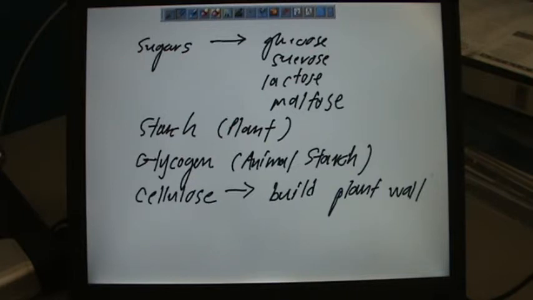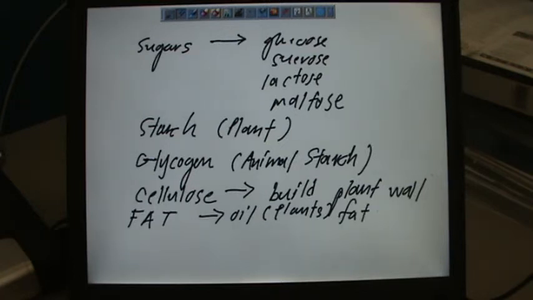So the next thing will be fat. Fat has less oxygen. Fat, there are two types. One is oil. Oil usually comes from plants. Okay, and then you also have fat. Oil is liquid based, and fat is actually solid based. Solid based normally comes from animals.